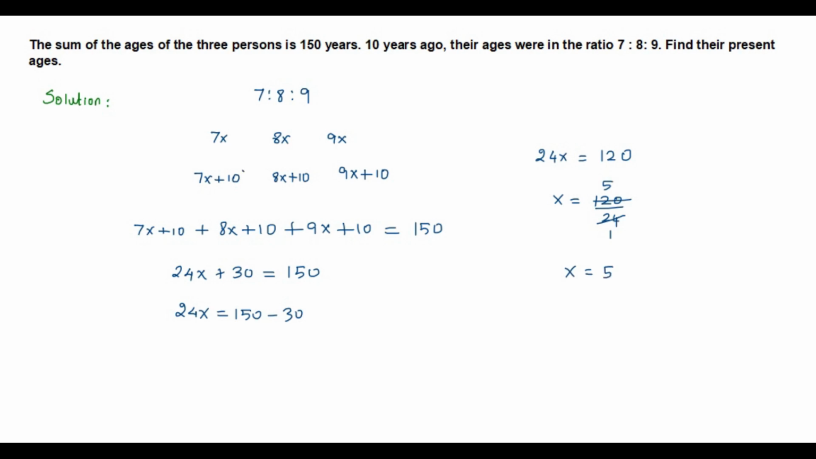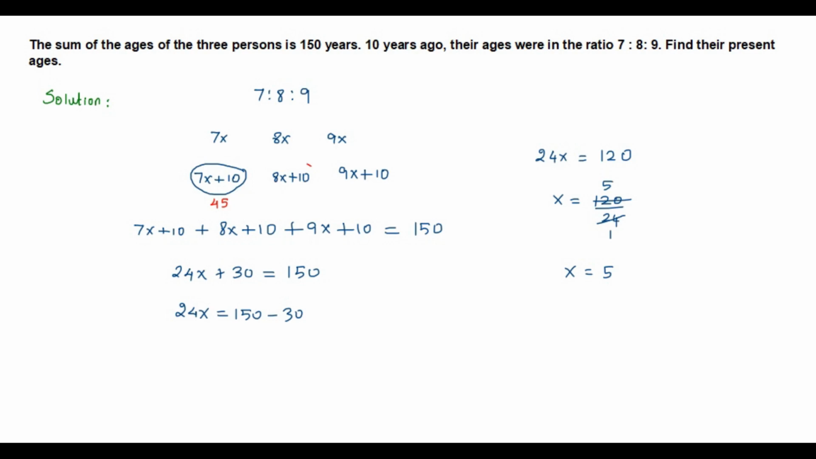Okay, to get the present age of the first person, we have to substitute x is equal to 5 in 7x plus 10. Then it will be 7 times 5, 35. 35 plus 10 is 45. So 45 is the age of the first person.